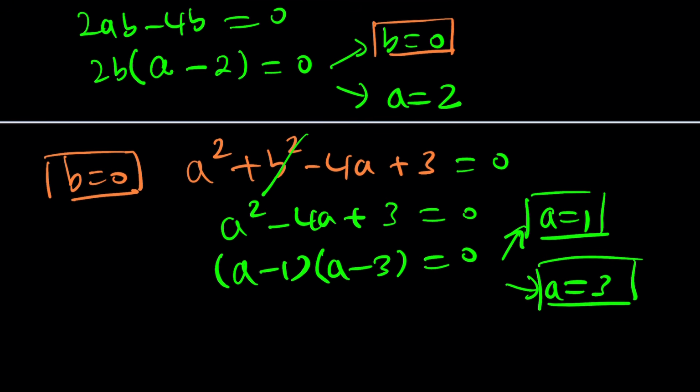So what does that give us? That gives us two solutions, and remember our solutions are in the form of a plus bj. But let me go on and finish this whole thing, and then I'm going to go ahead and write all of the solutions at the same time, okay?